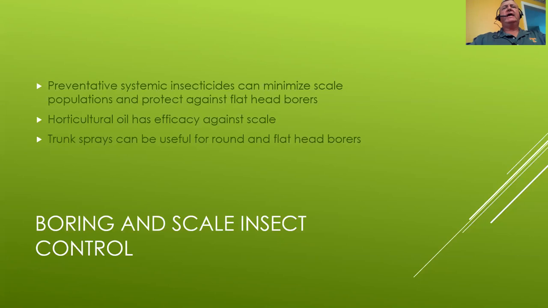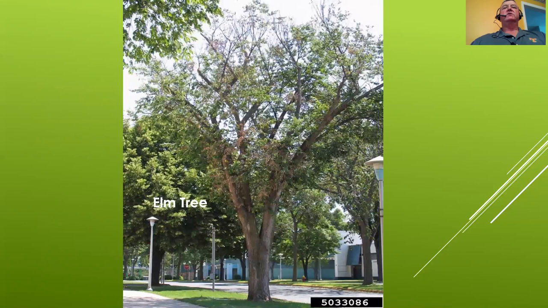Horticultural oil also has efficacy against scale insects, but again, it's difficult to spray a large tree, and horticultural oil has to come into contact with the pest, or it's not going to be of any control value. And it is possible to use some insecticide trunk sprays, where the trunk area is treated to maybe catch some of those boring insect pests when they emerge from the tree to help break it up. So there's some different insecticide products out there that can help minimize some of the potential damage from these scale and boring insects.